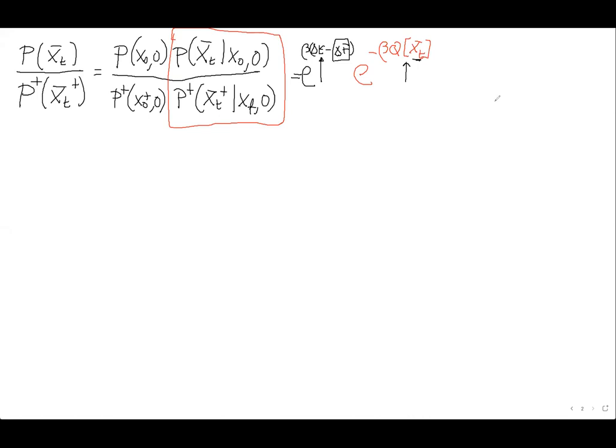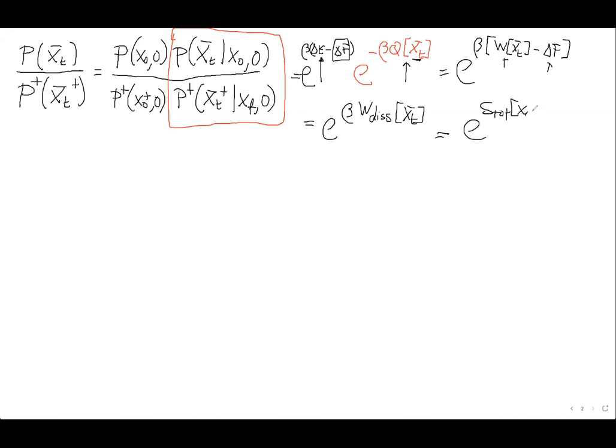So how can I write this? I can also write it using the first law as e to the beta, the work done in the trajectory x_t minus the free energy change. So this is the non-equilibrium work and this is the equilibrium free energy change. We often call this dissipation, now the dissipation at the trajectory x_t, okay? And this is the same thing I explained yesterday. You can also write it as e to the s dot of x_t divided by k. Fine. So this is very basic and I think it's easy to prove.